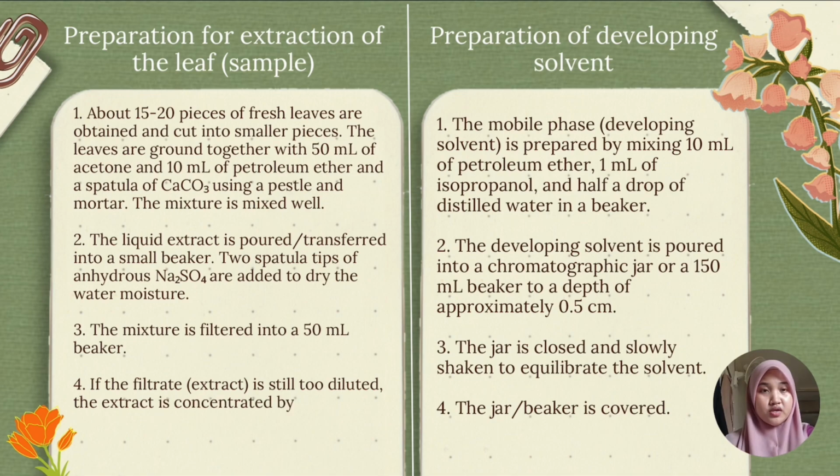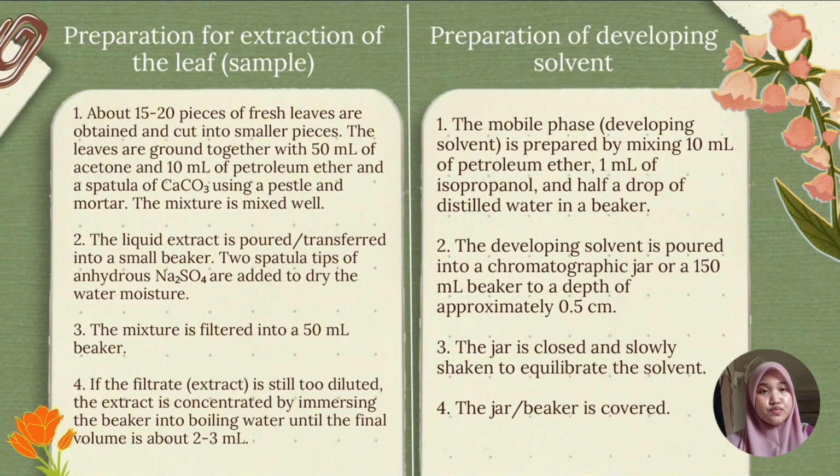Number 2, the liquid extract is transferred into a small beaker. Two spatula tips of anhydrous Na2SO4 are added to remove the water moisture. Number 3, the mixture is filtered into a 10 ml beaker. Number 4, if the filtered extract is still too dilute, the extract is concentrated by immersing the beaker into boiling water until the final volume is about 2 to 3 ml.